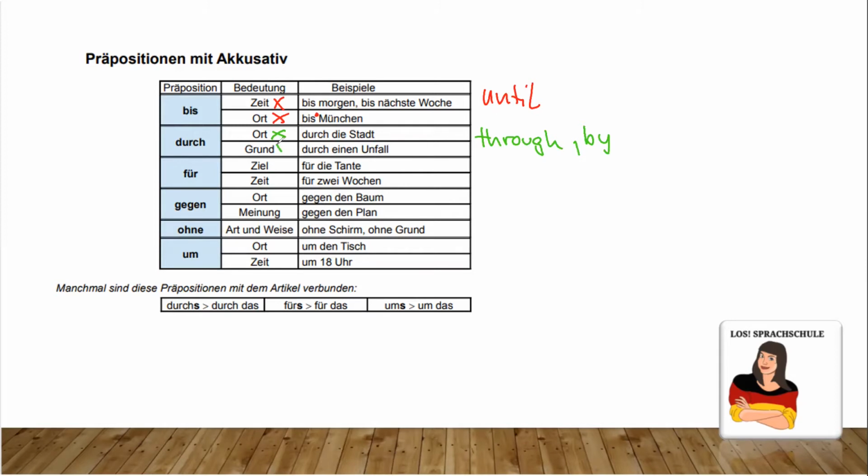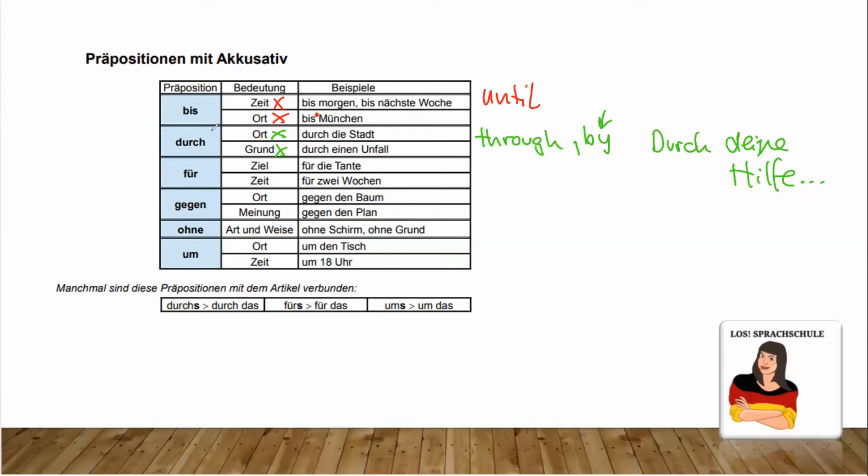But we can also have it as a reason. Durch einen Unfall. By an accident or because of an accident. In this case, it's easier or more correct to translate it with by. We can also say something positive. For example, durch deine Hilfe. So, by your help, I understood prepositions, for example. So don't try to always keep only one explanation in mind.